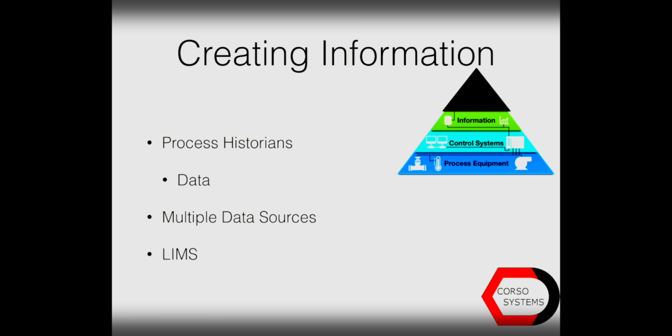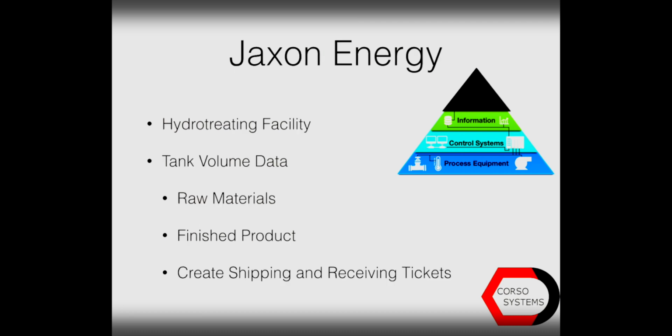Now, this can be accomplished by something such as a laboratory information management system, and this is usually through a web-based interface. Putting it all together, an example of integrating production data with other data sources is in use at Jackson Energy, a hydrotreating facility. Here we use tank volume data from the raw material and finished product tanks to populate fields in a web-based shipping and receiving ticketing system.